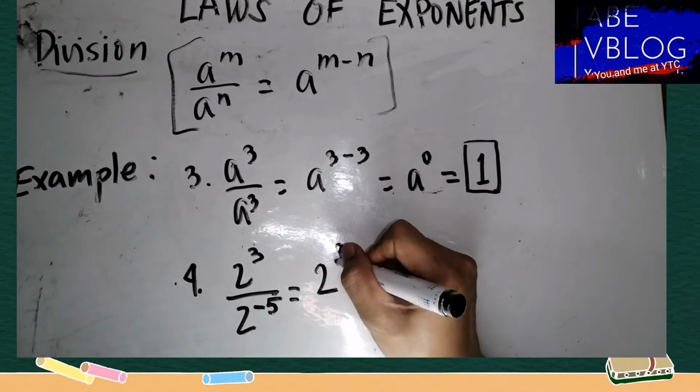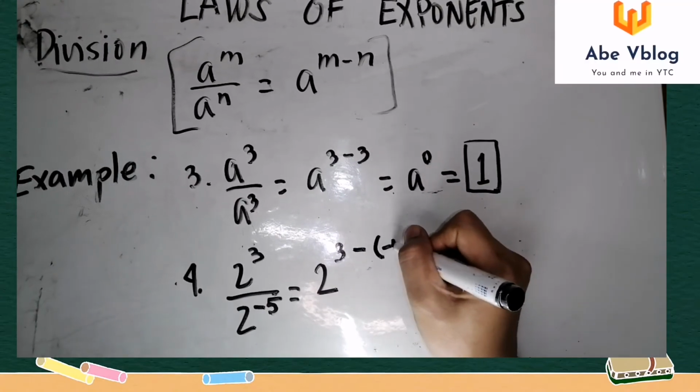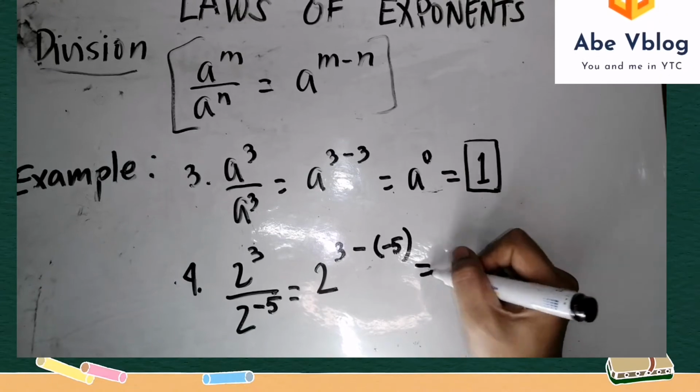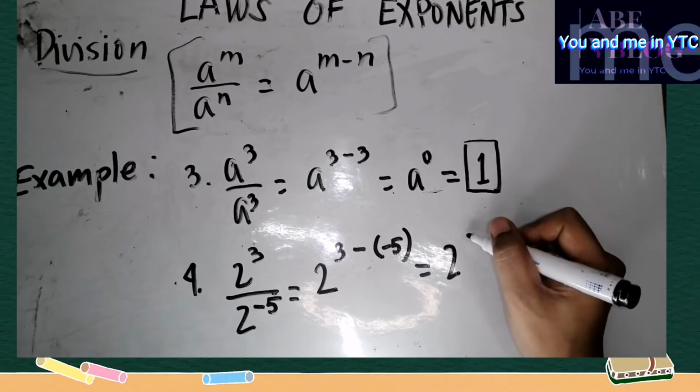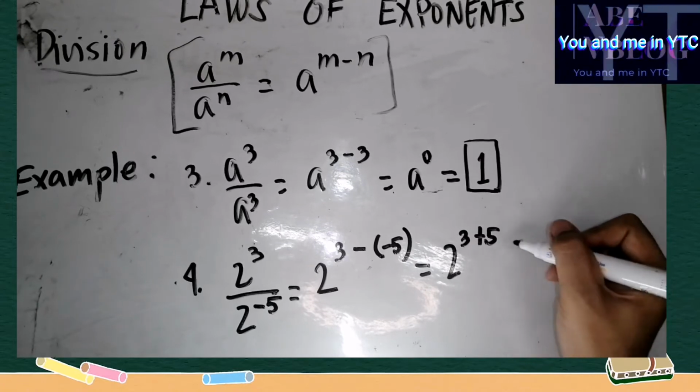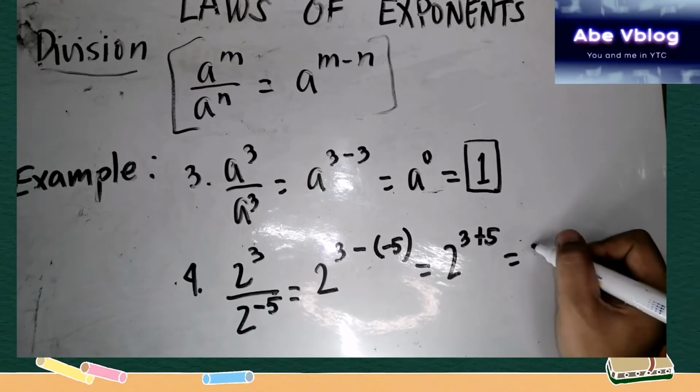For the fourth problem, we have a to the cube over a to the negative 5. So we have a to the 3 minus negative 5. We change the sign of the negative 5 to positive. Then we have 3 plus 5, so that is now a to the 8th power.